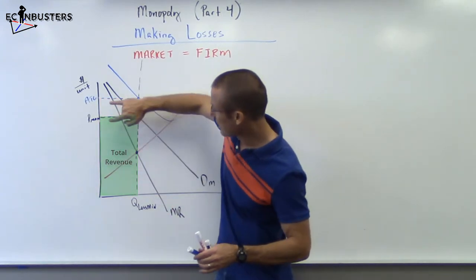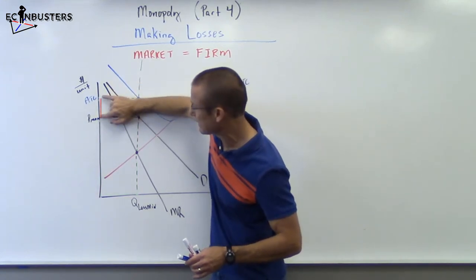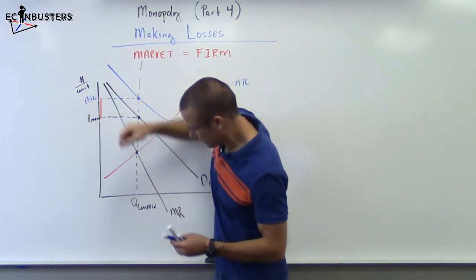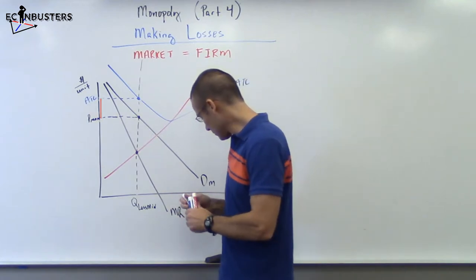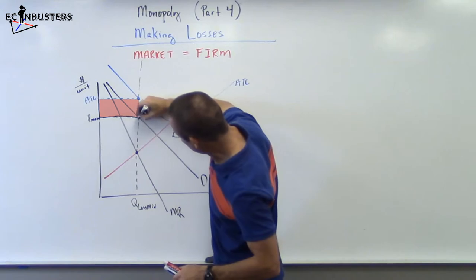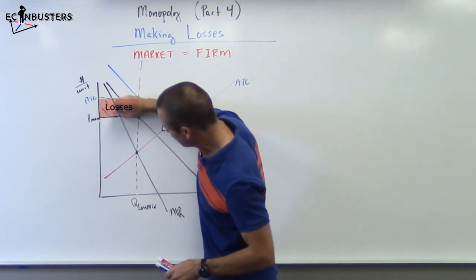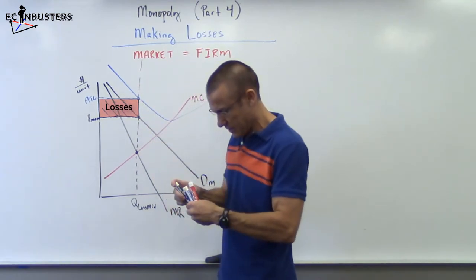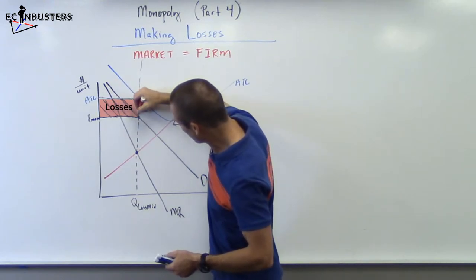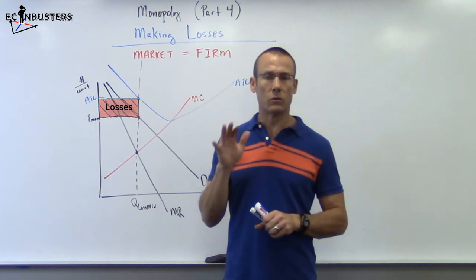How many losses? That's my loss per unit, that vertical distance between price and ATC. How much am I producing? All the way to quantity. So let me go ahead and fill this right in. That rectangle is going to be our losses. In fact, we often say we're in the red right there, so let me use some red. Those are our losses. And that's it. That's all there is to doing losses.